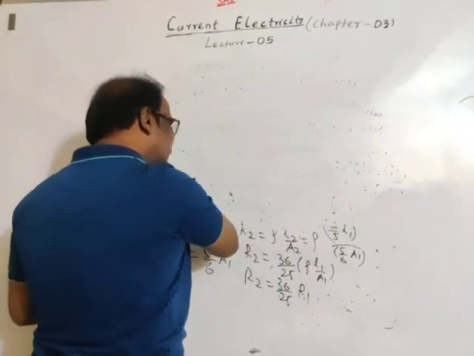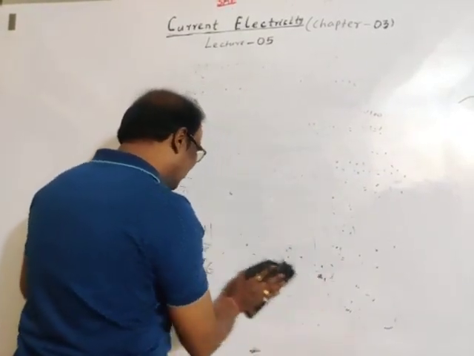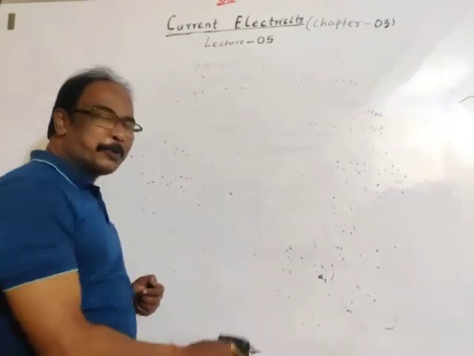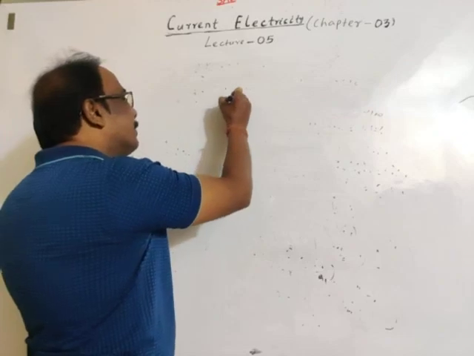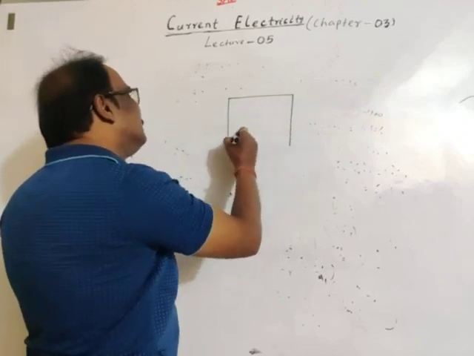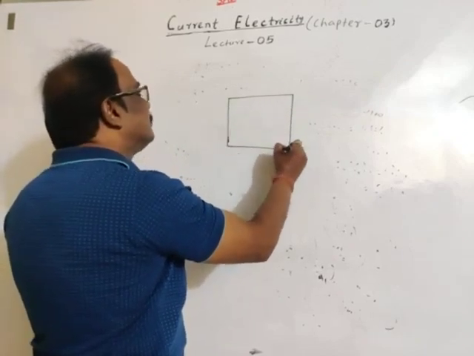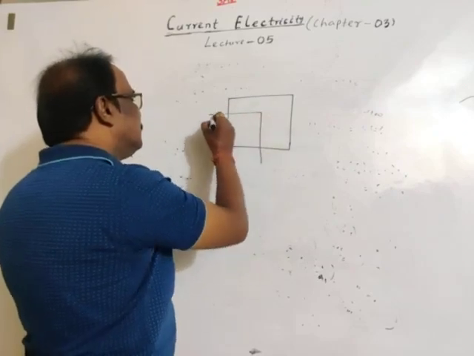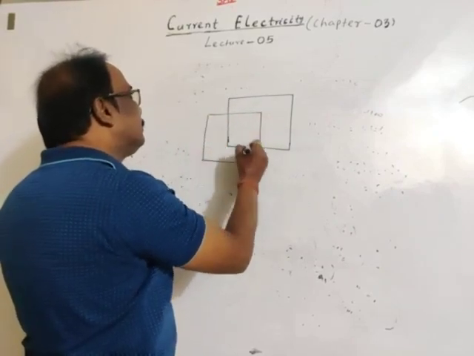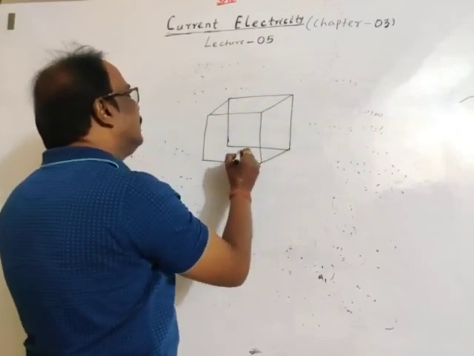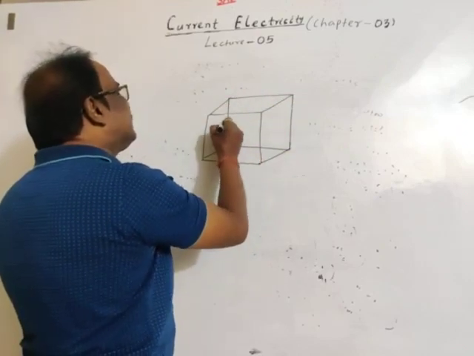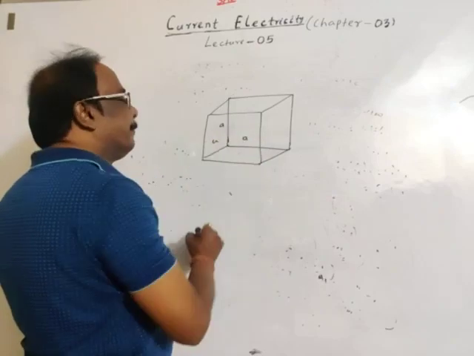Square block, very easy. Okay. If you take a square block, just I am showing you, a cubical block. This is a cubical block. So see the method. I am not writing the question. Let each side be a.